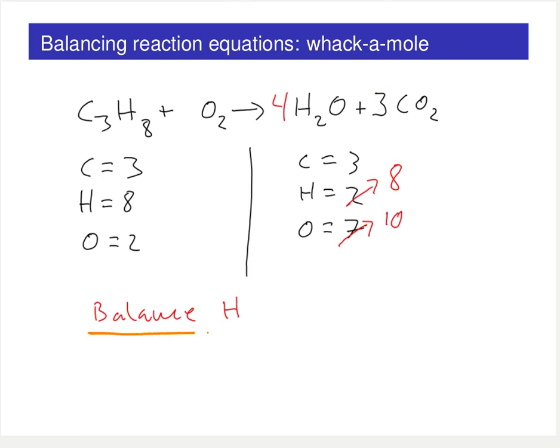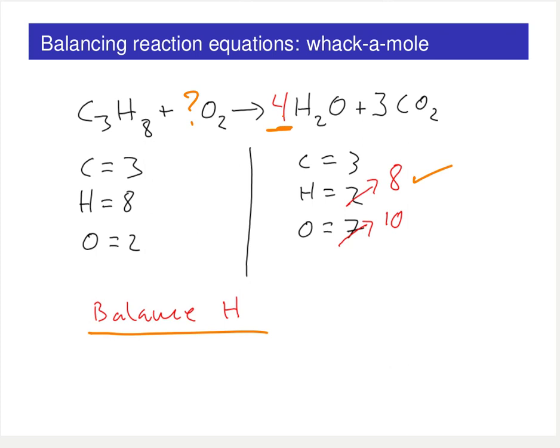Now here's the second hint. I'm going to tell you to balance hydrogen first, okay? And the reason being is because if you save oxygen for last, you can introduce whatever stoichiometric coefficient you want right here, and it won't unbalance any of the other atom types, right? So focusing on that hydrogen first, we can introduce a coefficient of 4 in order to get a total of 8 hydrogens on the right-hand side.